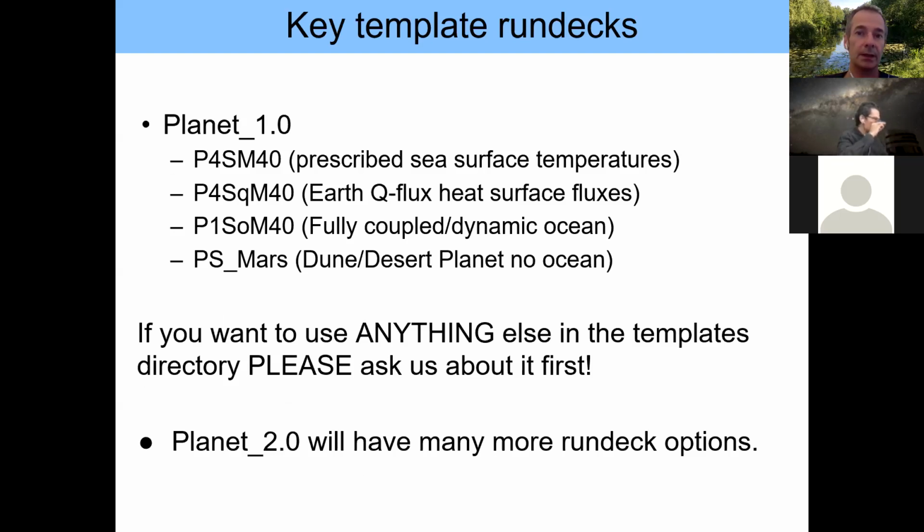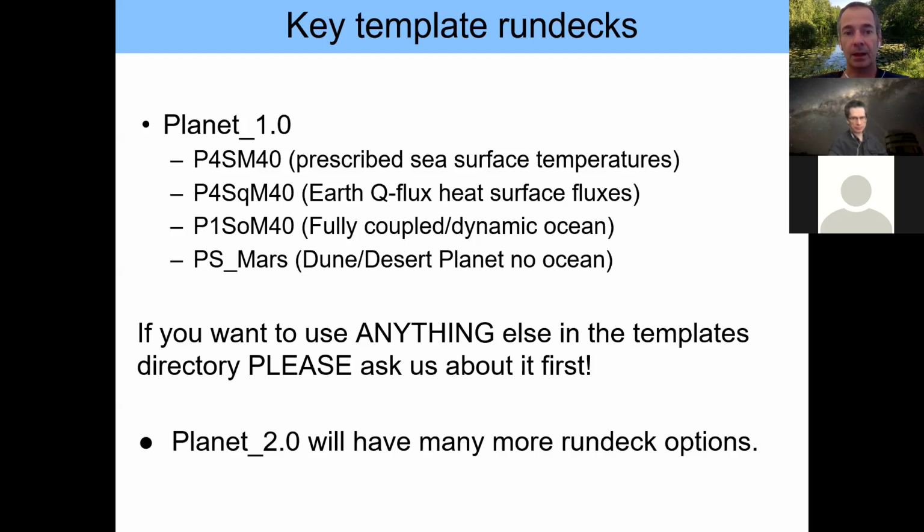So for the key template run decks that we will be discussing here, and we recommend for you to use, you can see those names here. And these are for the Planet 1. The Planet 2 has many more run deck options, but we're only going to be discussing those. So the first one is, P stands for planet, and then there is a number which is of historical significance, so you don't have to pay attention to it. Then uppercase S stands for Socrates radiation. M40 stands for medium resolution, which means 4 by 5 degrees and 40 layers.